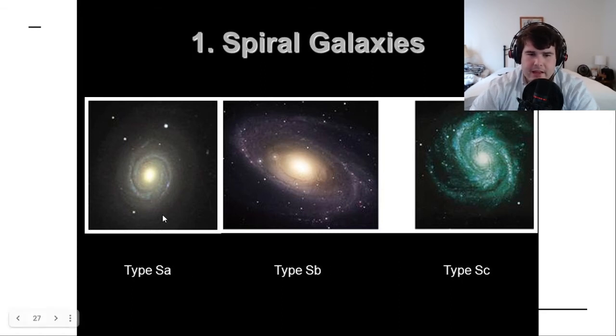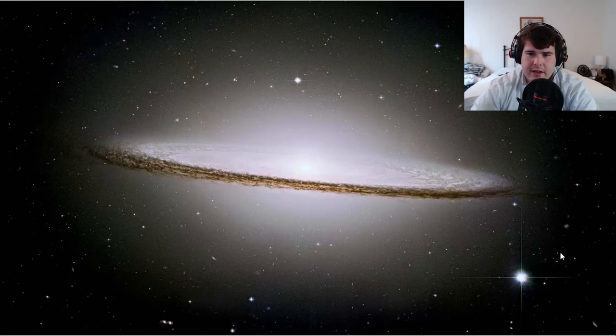A, B, and C. A is not super well defined. C has very clear, sharp spiral arms. So let's look at some pictures. This is the Sombrero Galaxy. I'm sure you can imagine why they named it that.